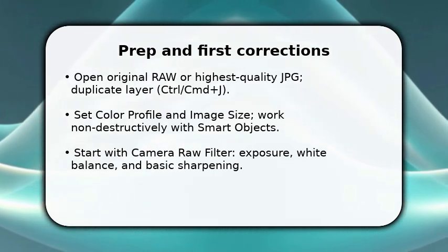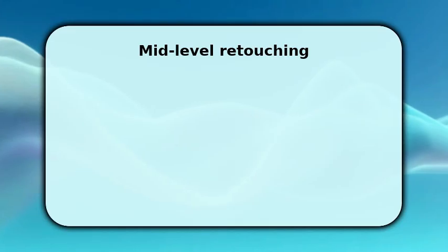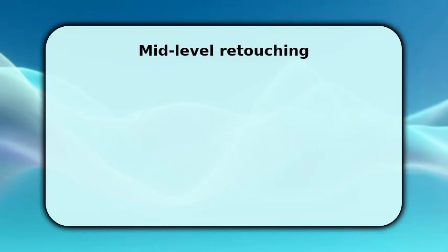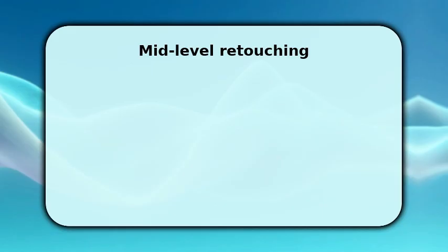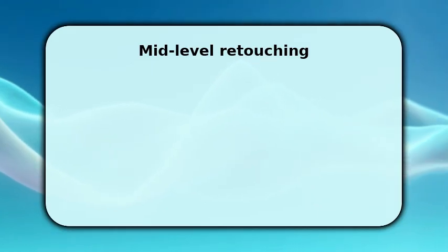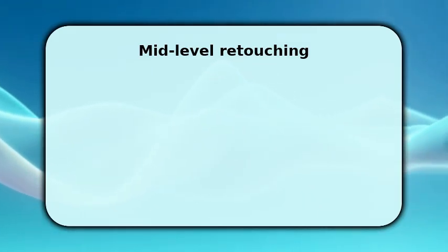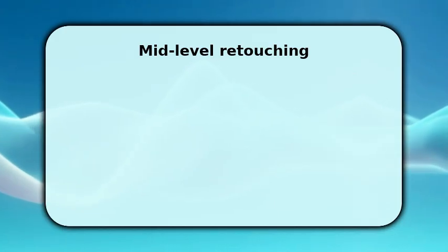Once the global base is solid, move into selective retouching to address local problems. You'll use curves and levels on adjustment layers for targeted contrast and color balance, and paint masks to limit effects. For texture issues, apply noise reduction first and then reintroduce detail with a high-pass layer set to overlay. Mask it so only edges sharpen.